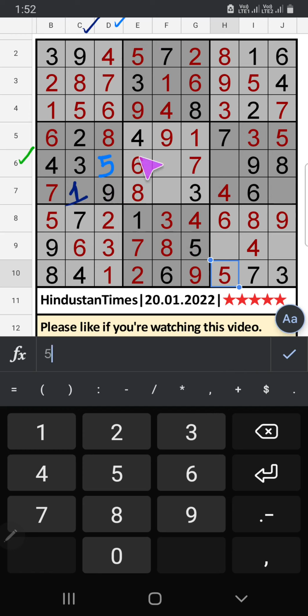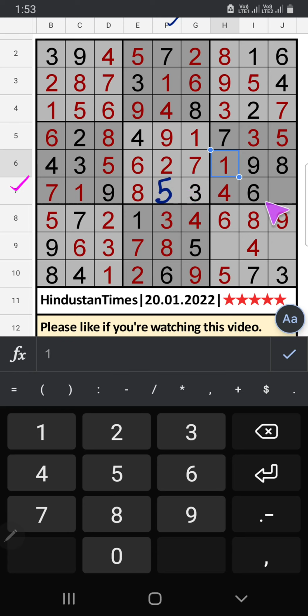Sixth row, only two numbers are remaining, 1 and 2. Column F, you have 1. So 1 can't come in this cell. Then 1 is confirmed here. Then 2 is here. Column F, only one number is remaining. 5 is confirmed here.